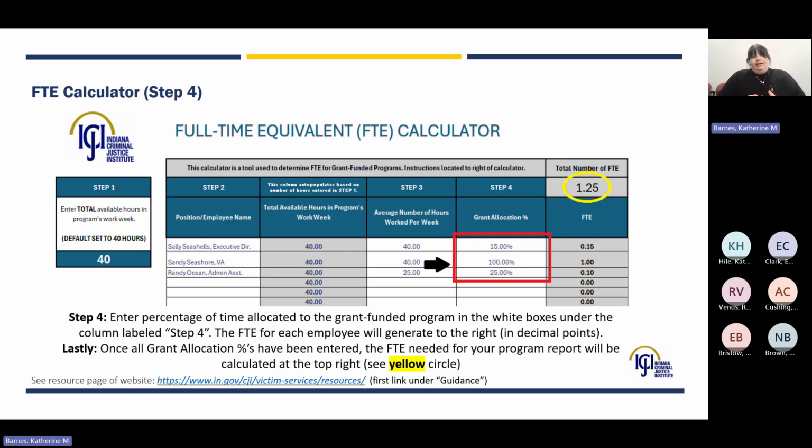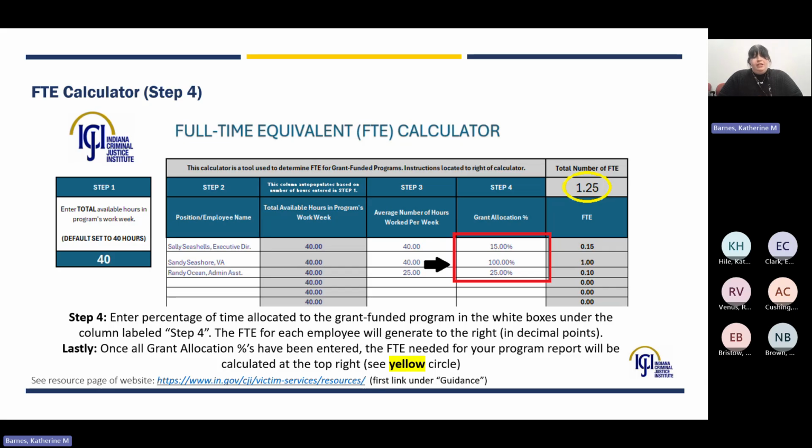Once you enter that grant allocation percentage, the FTE for each individual staff member will auto-populate next to each percentage. At the top of that column, under total number of FTE, that's in the yellow circle, it will automatically add up all of those FTE to your total FTE for your program for the reporting period. If a position is unfilled, they should not be included in the FTE. If they're unfilled for the reporting period, that is. And you will enter that number into your program report.